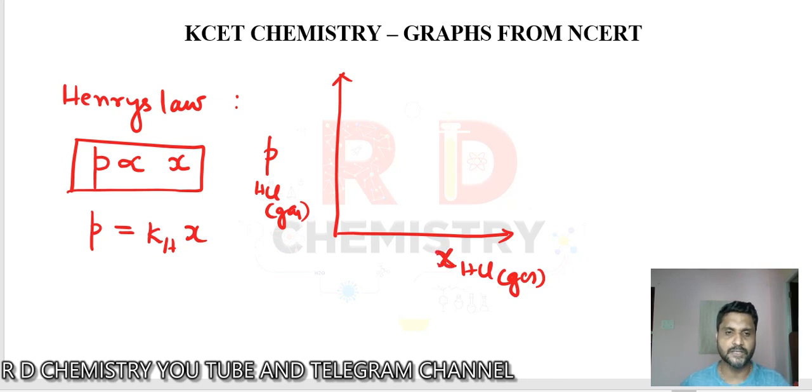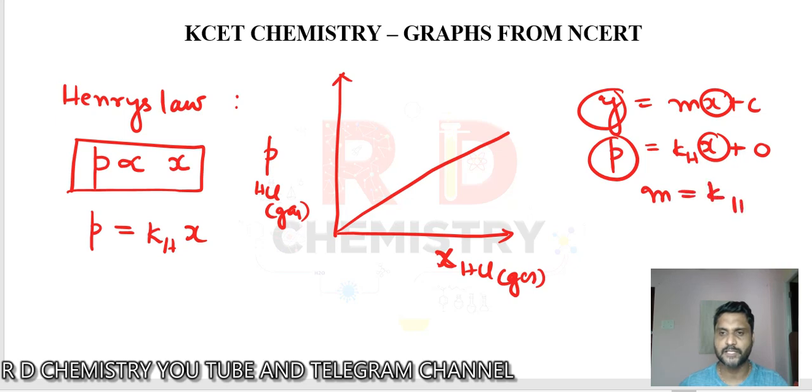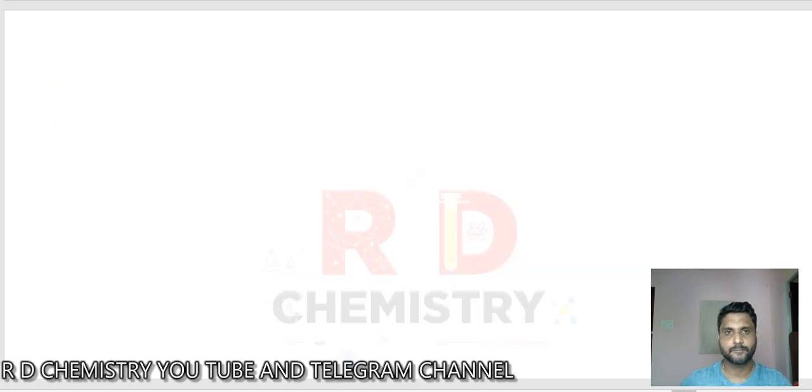X stands for the mole fraction, small letter x. Since they are proportional to each other, we get a straight line passing through the origin. So this is the graph we are going to get. Suppose I compare with y is equal to mx plus c. Y is the partial pressure along the y-axis, and there is no intercept, c is 0. And mx will be, if you take the actual formula, KH into x. So with x and P varying, the slope will be equal to the Henry's constant KH value. Okay, right?